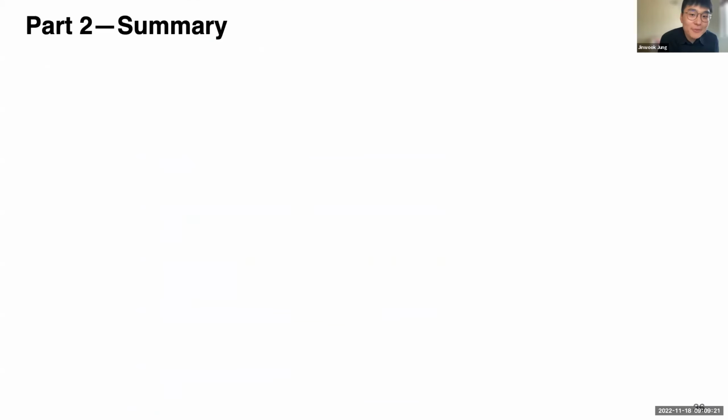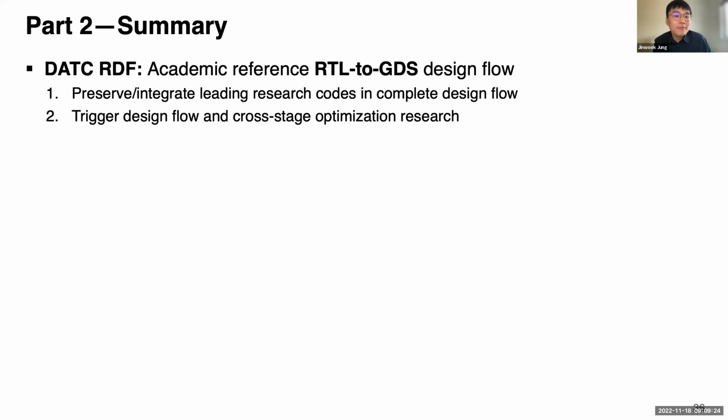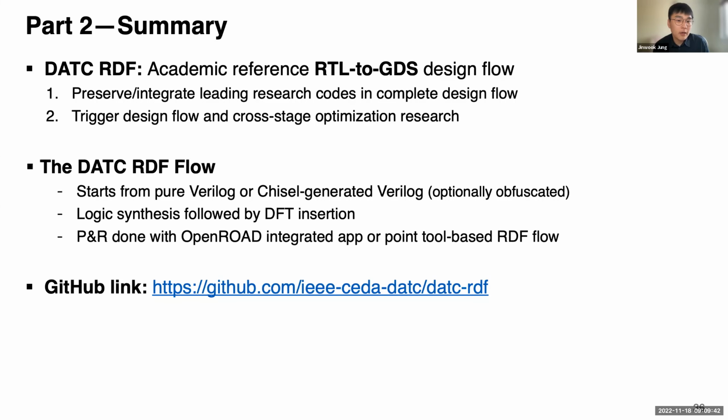So now let me quickly summarize part two. So DATC RDF is the academic reference design flow developed by DATC. And our goal is that we want to preserve the leading research codes in a complete design flow. And we also would like to foster the flow scale optimization research. And in this part, we have also walked through the DATC RDF flow in more detail, which includes the RTL generation with Chisel and RTL obfuscation with Assure and logic synthesis and DFT insertion with Fault and PNR. So this concludes part two.